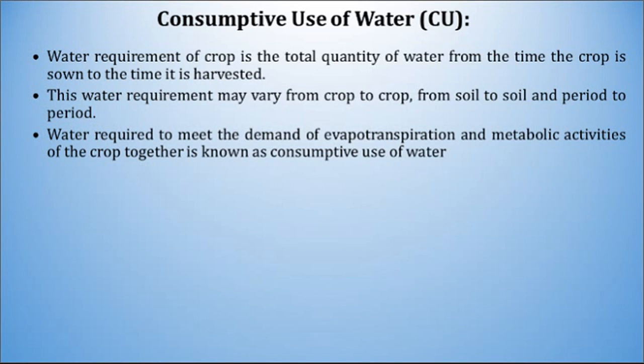Water required to meet the demand of evapotranspiration and metabolic activities of the crop together is known as consumptive use of water. I will repeat, the water required to meet the demand of evapotranspiration, meaning losses, and metabolic activities of the crop together is known as consumptive use of water.